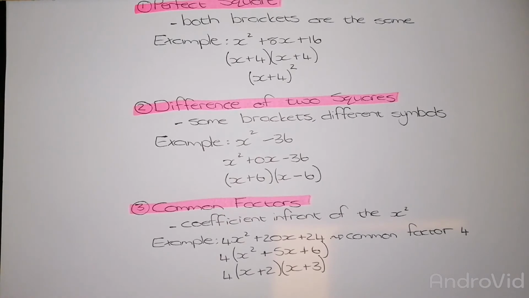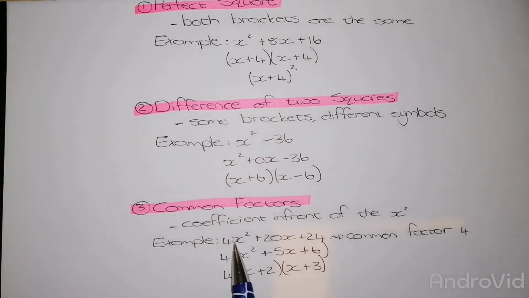And the last easy factorization that we have is common factors. So common factors mean that there's a coefficient in front of my x squared. The example we're going to use is 4x squared plus 20x plus 24. As you can see, there is a coefficient in front of my x squared. Now that I see that, I know that I need to try and find a common factor. It is not always possible to find a common factor, but if you can, you should.